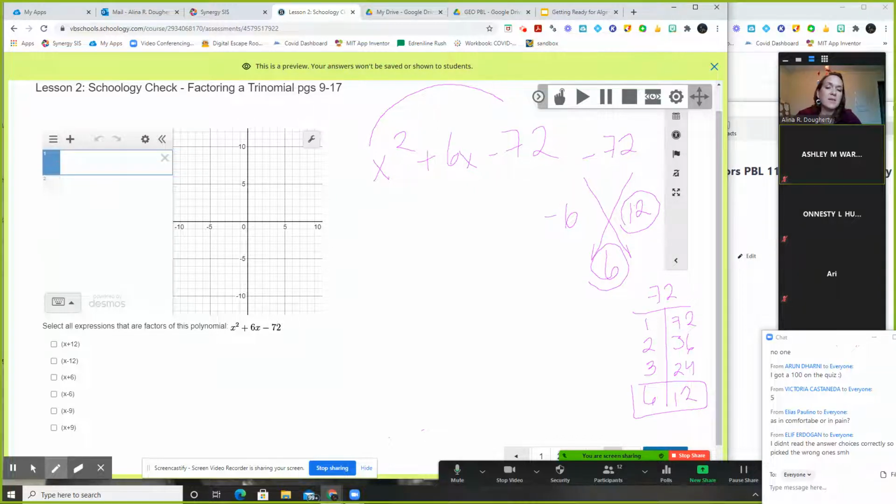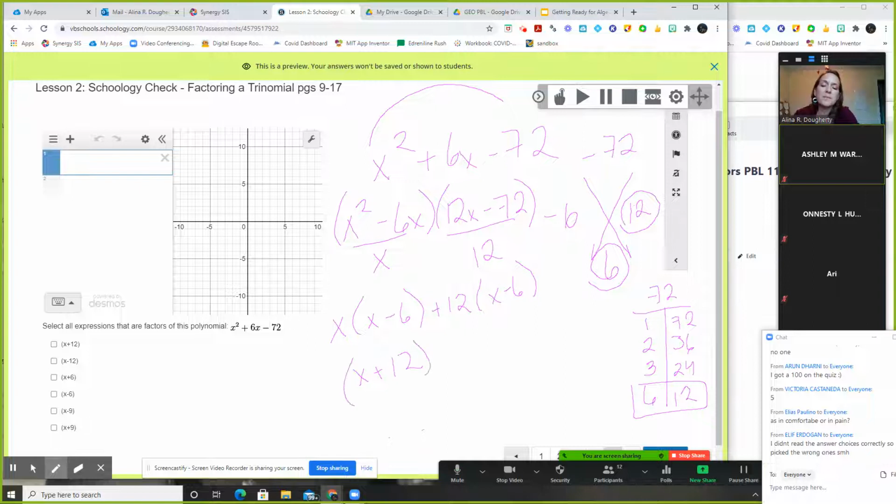That's negative, right? So x squared minus 6x in the first set of parentheses, and then 12x minus 72 in the second set of parentheses. You can divide by an x and divide by a 12. So I get x and x minus 6 and plus 12 and x minus 6. So x plus 12 and x minus 6. Yes?